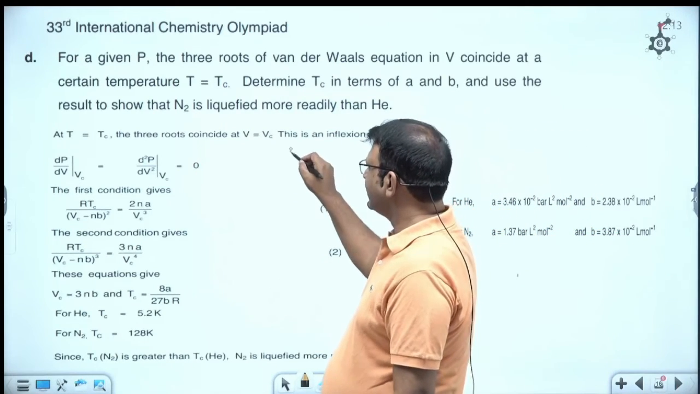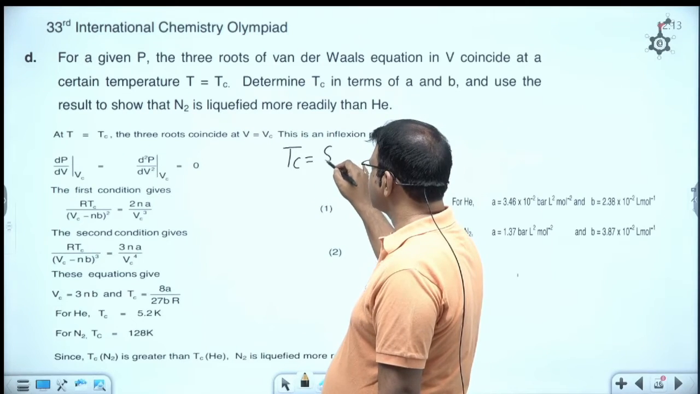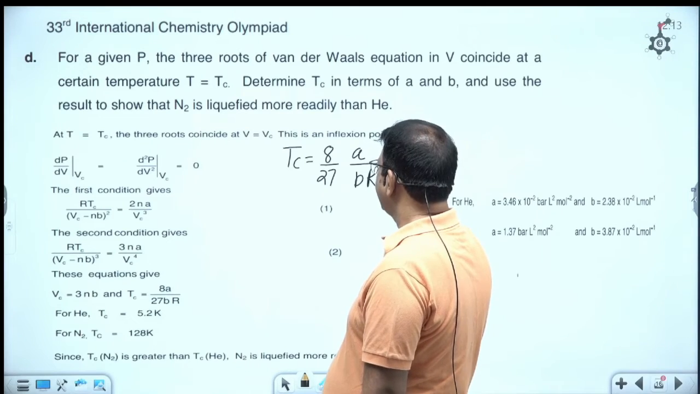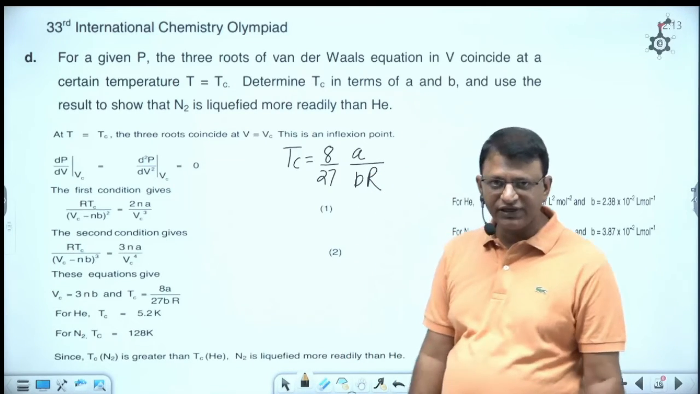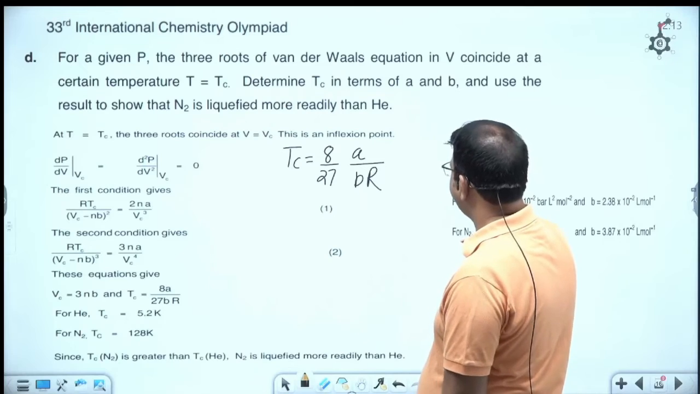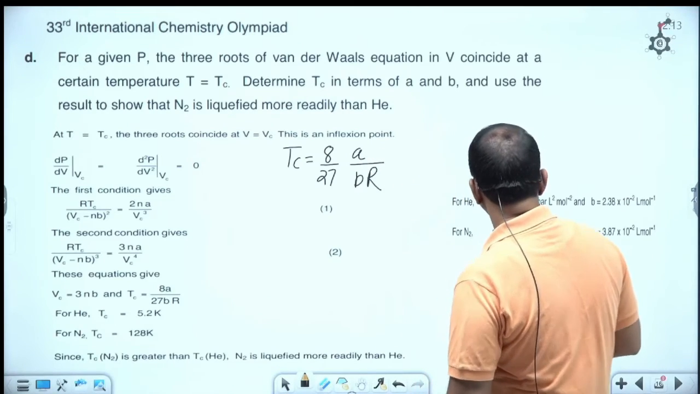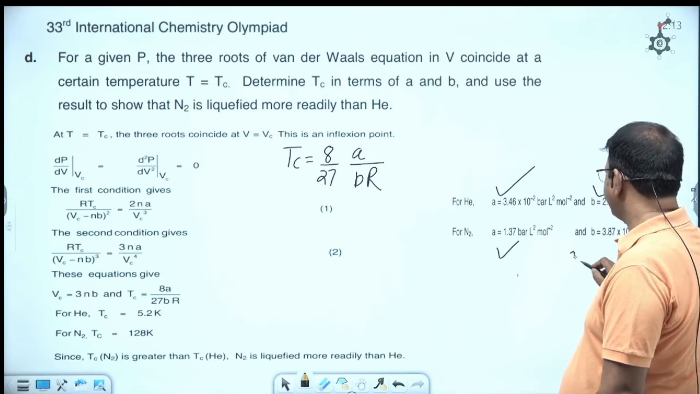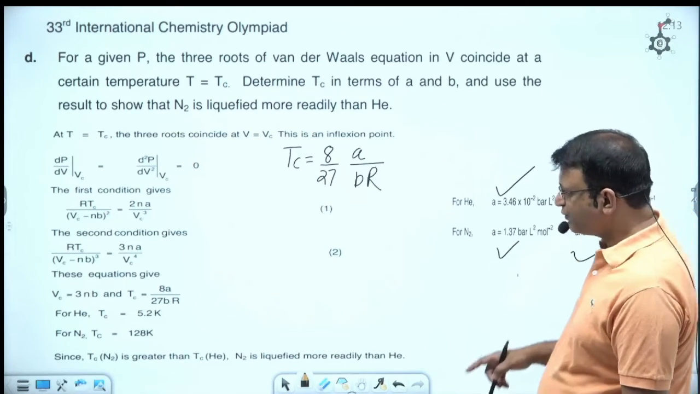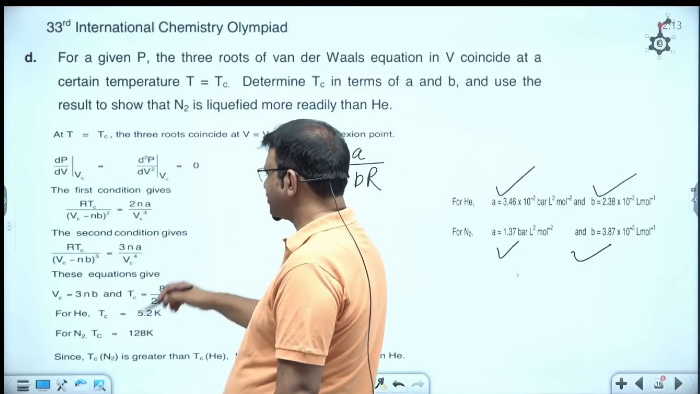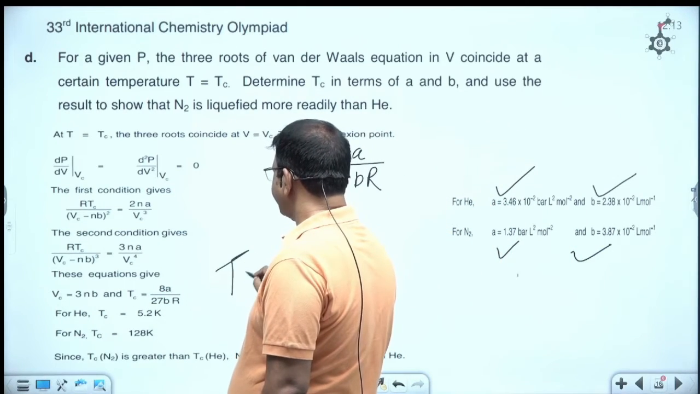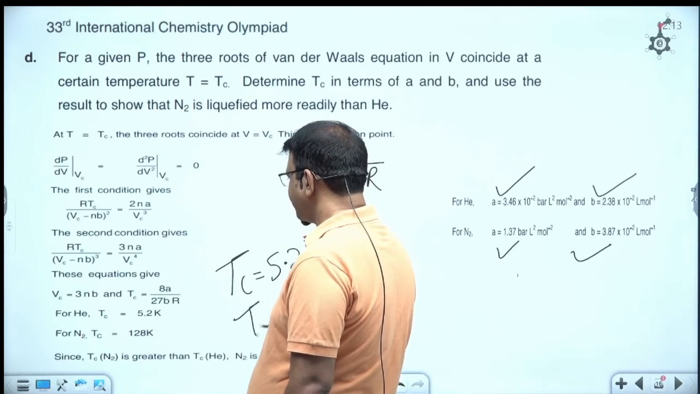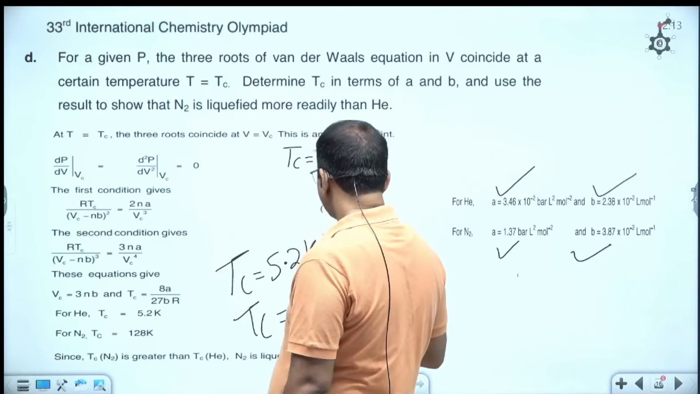So for a van der Waals real gas we know that the critical temperature is equal to 8 upon 27 A upon Rb. The values of A and B for helium and nitrogen gas are given, right? Putting the values of A and B, we get that the value of A and B for helium is this and the value of A and B for nitrogen is this. If we put them in this equation of critical temperature, we get that the critical temperature for helium gas is 5.2 Kelvin and the critical temperature for nitrogen gas is 128 Kelvin.